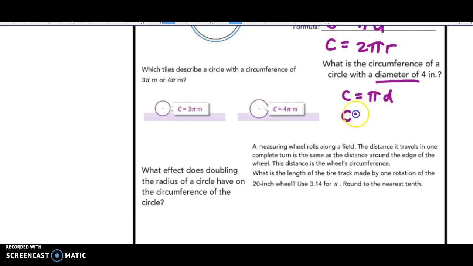Well, I don't know the circumference. That's what I'm trying to find. But I do know that pi is about 3.14, and I do know that the diameter is 4. So I simply substitute those numbers in my equation. And my last step is to follow the order of operations. So I'm going to multiply 3.14 times 4, which gives me 12.56. I'm measuring in inches, so I get a circumference of 12 and 56/100 inches.